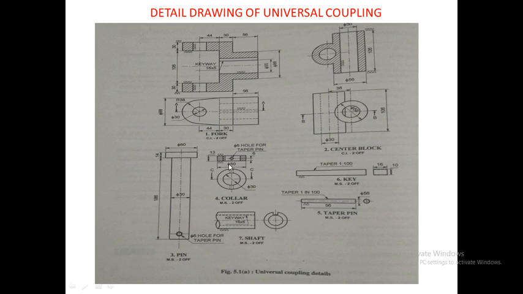So this is the sectional front view of the collar, and this is the top view of the collar. You can see these holes. This is the hole for the taper pin. In the top view it will not be visible, so they are shown as dotted line.